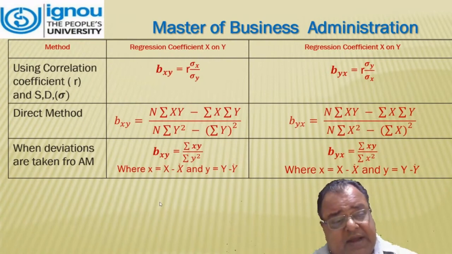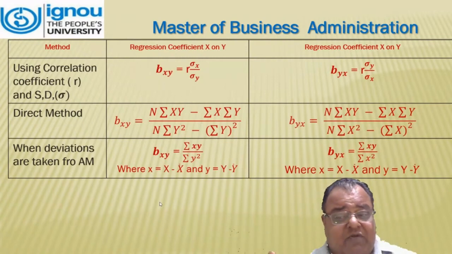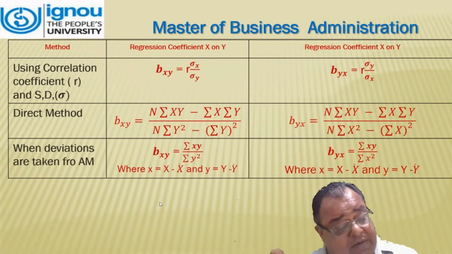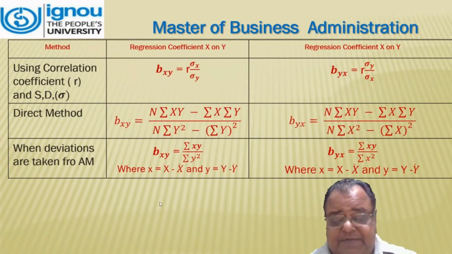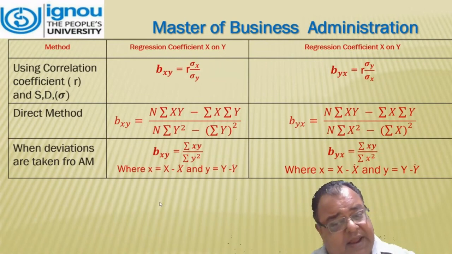When deviations are taken from the arithmetic mean, bxy will be equal to summation of xy upon summation y square. In the case of byx, the numerator will be the same, but the denominator will change. Here small x is equal to x minus x bar, where x bar is the mean.